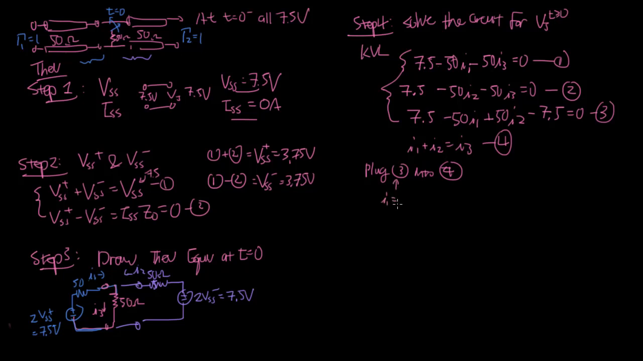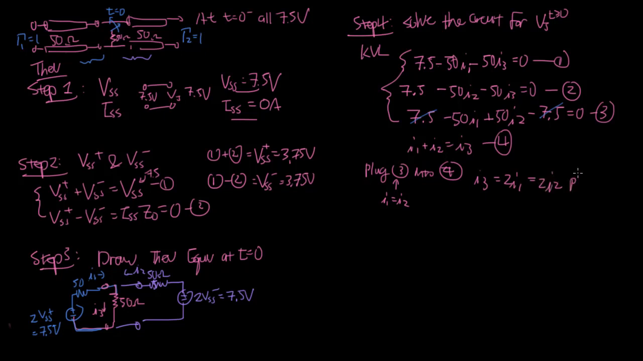I1 is equal to I2, since these 2 cancel out. And so we subtract this over, divide both sides by 50. So we see that I1 is equal to I2, which makes sense because the circuit is symmetric. And so we plug that in, we get I3 is equal to 2I1, and it is also equal to 2I2.